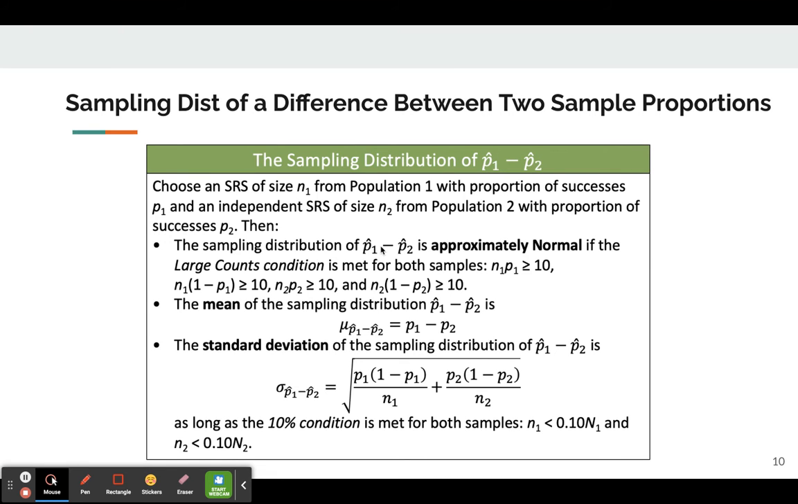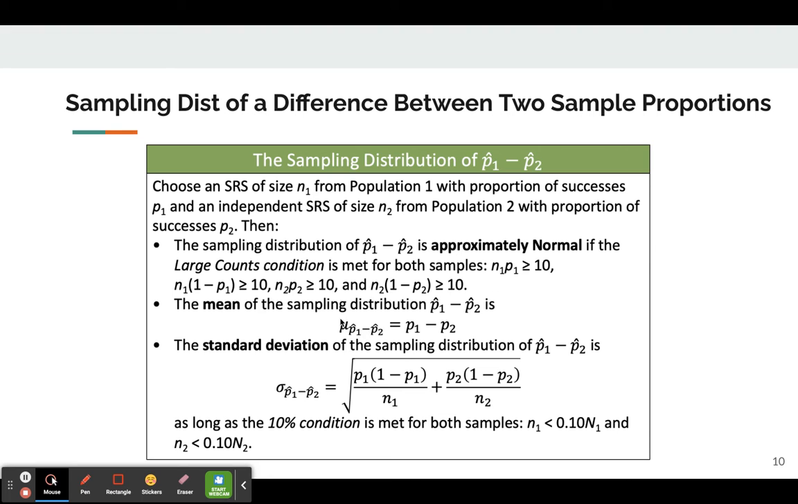Now we're going to move on to a slightly more complicated idea, and we're going to take the sampling distribution of a difference between two sample proportions. So in this case, we have two different populations that we're sampling, and we are going to combine those random variables, those sample p hats, right? Well, the distribution of p hat 1 minus p hat 2 is approximately normal if the large counts condition is met for both samples, right? So that's n times p is greater than 10, and n times 1 minus p is greater than 10 for both distributions.